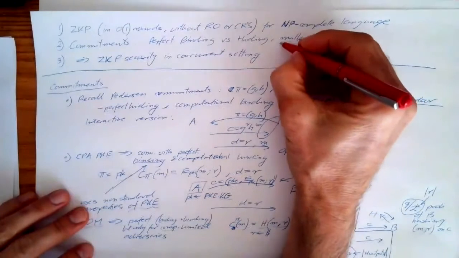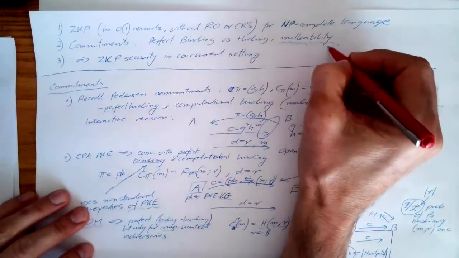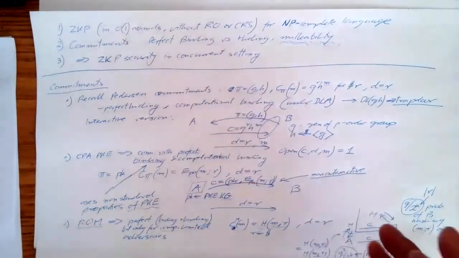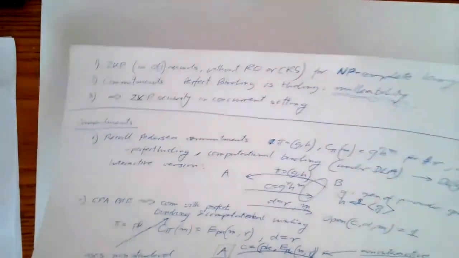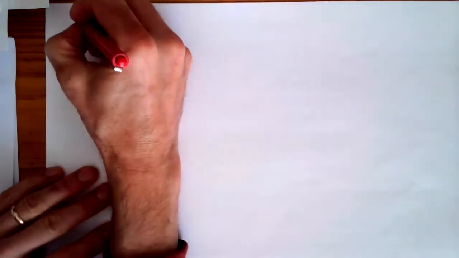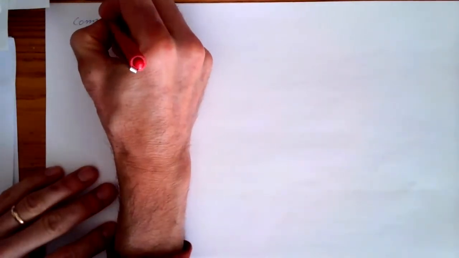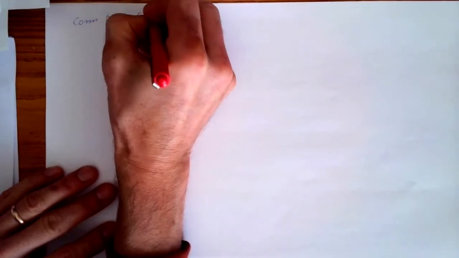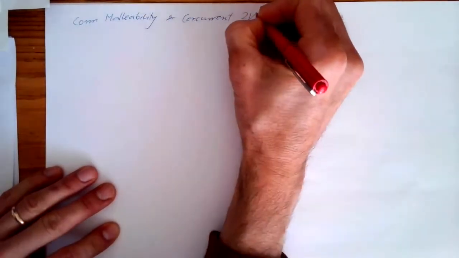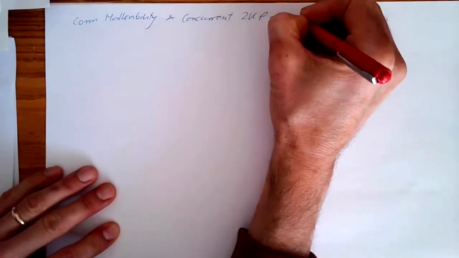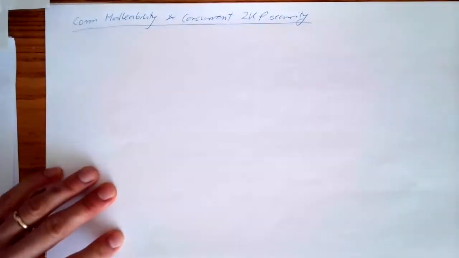I wanted to touch on malleability and security of zero knowledge in a concurrent setting as a consequence. Commitment malleability and concurrent zero knowledge proof security. Okay.